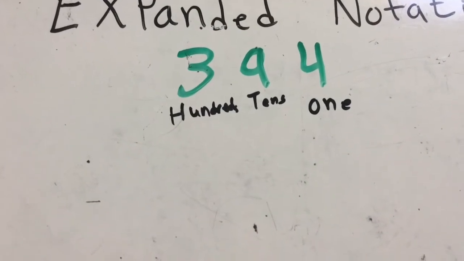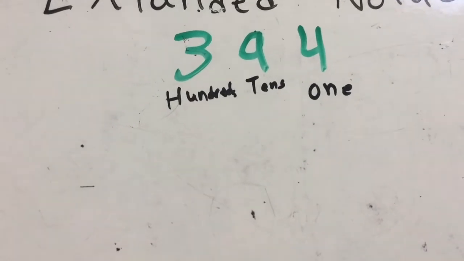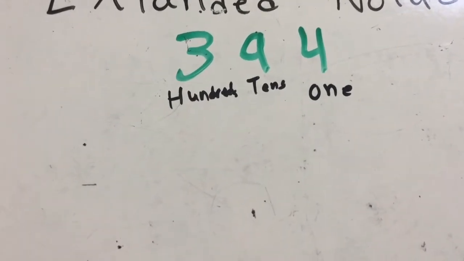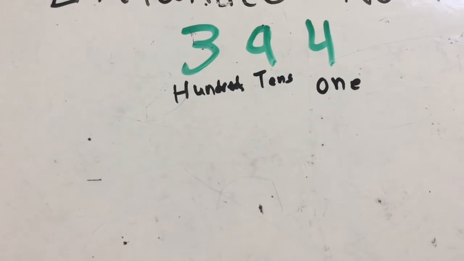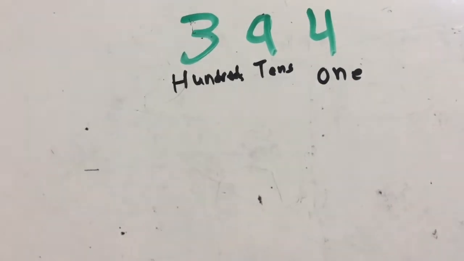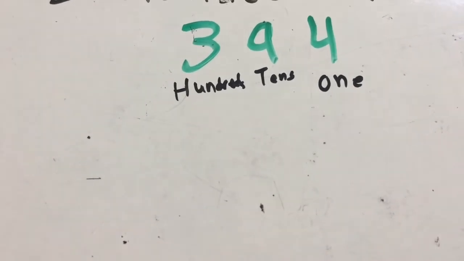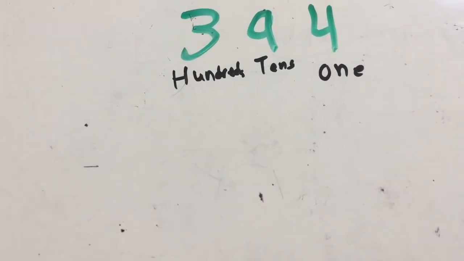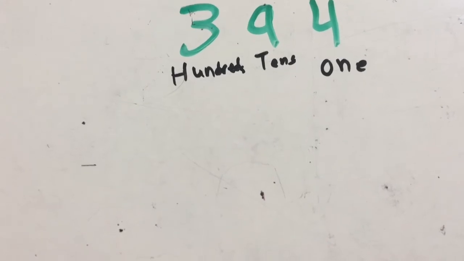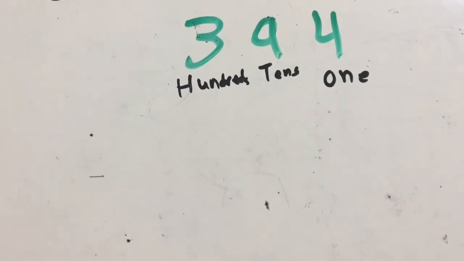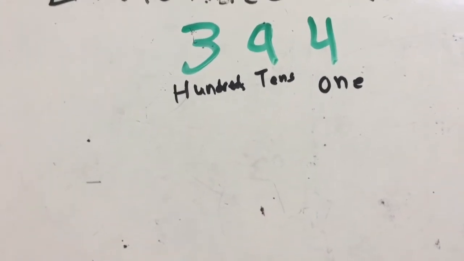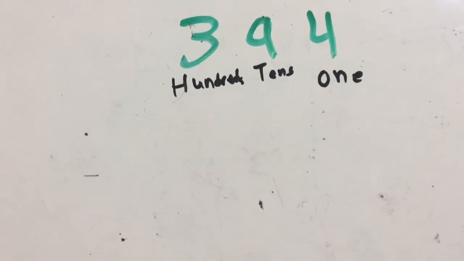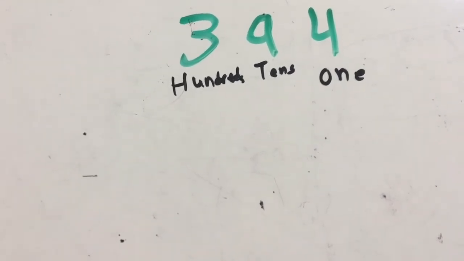Like 3 in the hundreds place, as you know, isn't worth 3, it's worth 300. So this is a little bit about using our values. So 9 isn't 9 because there's 9 tens, it's 90. And 4 in the ones is just 4. So we're going to pull this number apart and reconstruct it by using the values.